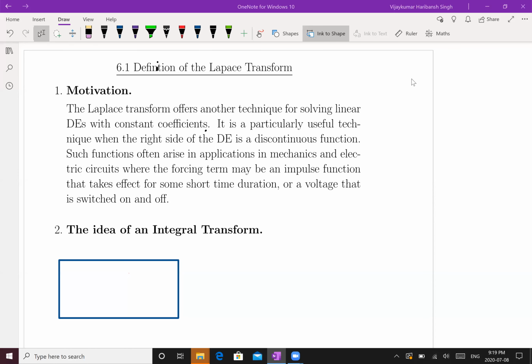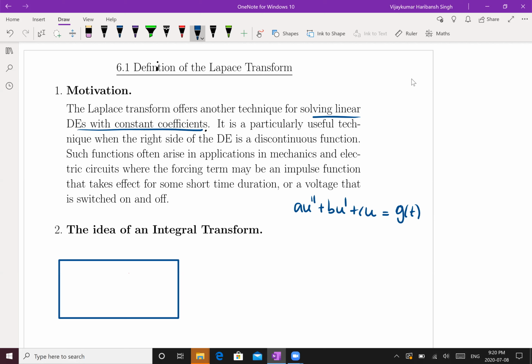Welcome students. We want to embark on using Laplace transform now for solving differential equations. Laplace transform is another technique for solving linear differential equations with constant coefficients. Say, for example, you have a u double prime plus b u prime plus c u equals some function g of t. Laplace transform is useful in this scenario to solve the differential equation, namely you want to solve for u.